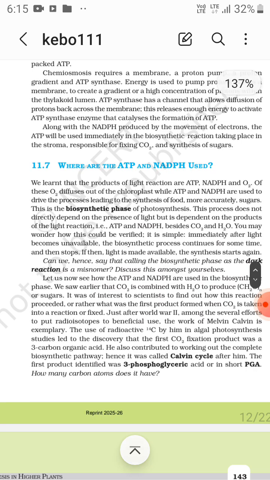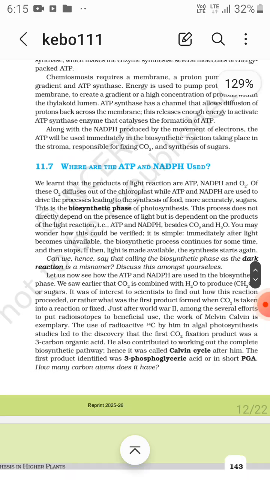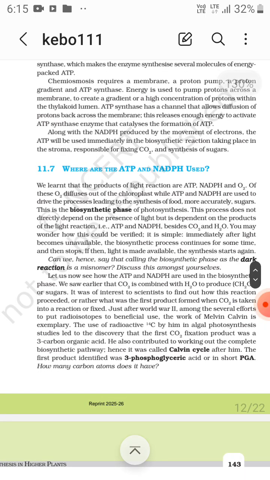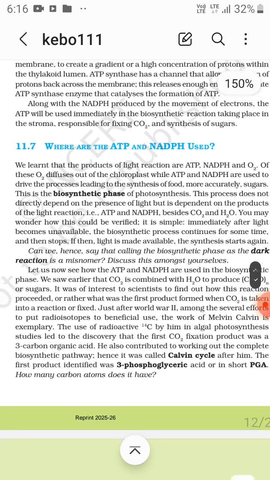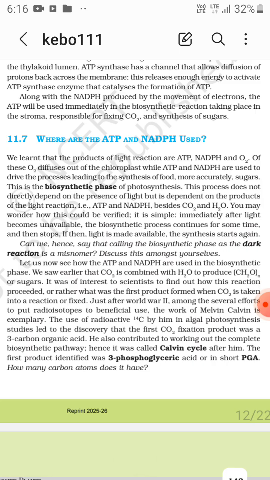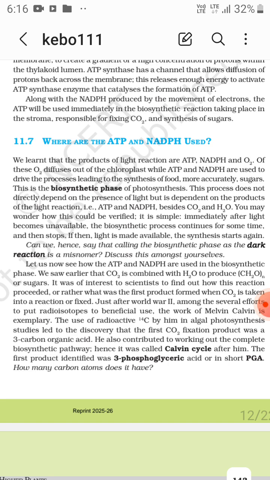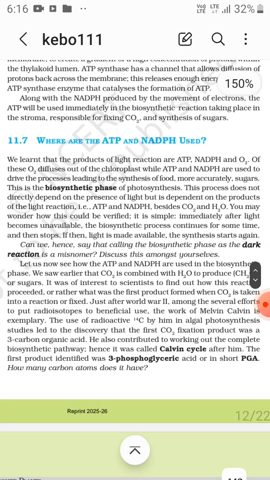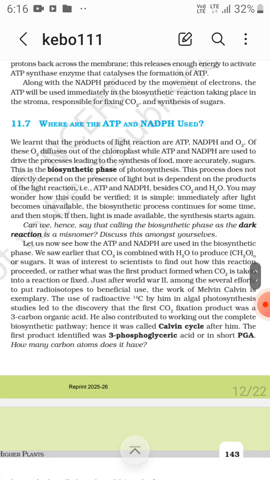This process does not directly depend on the presence of light, but is dependent on the products of the light reaction, that is ATP and NADPH, besides CO2 and H2O. You may wonder how this could be verified. It is simple: immediately after light becomes unavailable, the biosynthetic process continues for some time and then stops. If light is made available again, the synthesis starts again. So calling the biosynthetic phase the dark reaction is a misnomer.